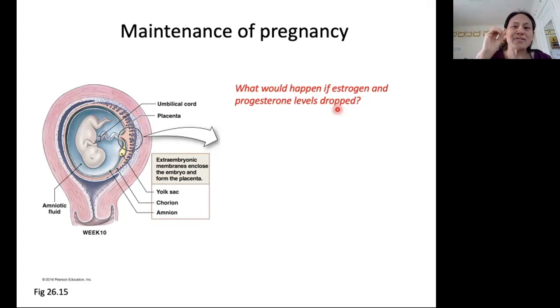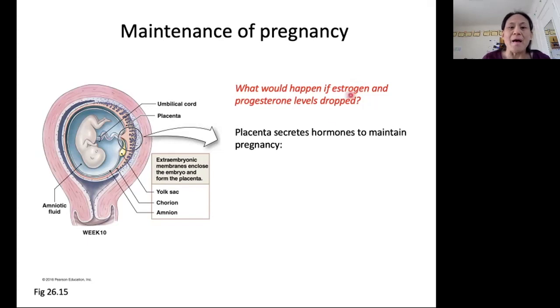Okay, so that's fine if you don't get pregnant, but if you do get pregnant and you want to maintain the pregnancy, that would be a terrible thing, right? We don't want to lose our endometrium. We want to maintain it as a secretory structure. Therefore, we're going to need to continue to secrete estrogen and progesterone to maintain the pregnancy. Okay, so let's take a look at how that happens.